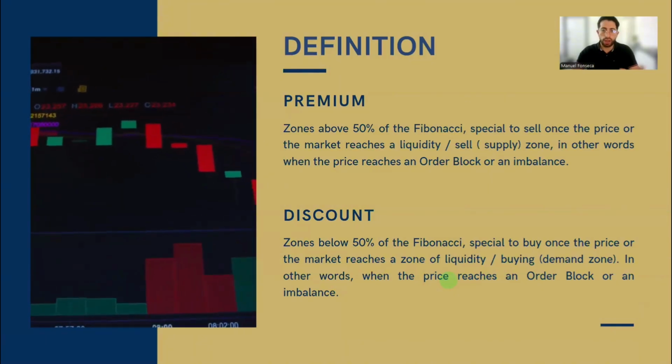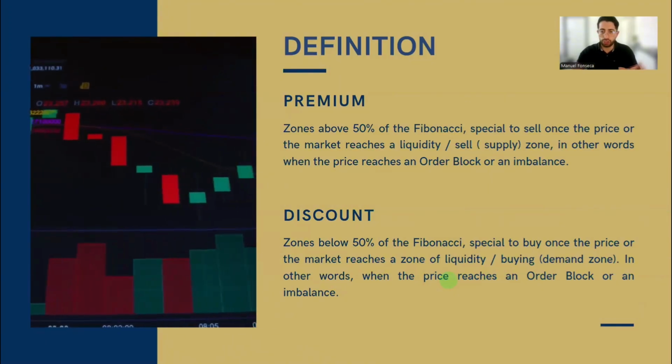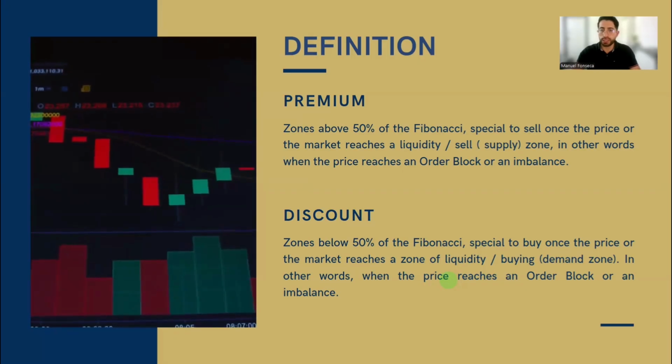Premium zones are zones above the 50% of the Fibonacci tool, special to sell once the price or the market reaches a liquidity sell supply zone. In other words, when the price reaches an order block or an imbalance. Then we have the discount zones. The discount zones are zones below the 50% of the Fibonacci tool, special to buy once the price or the market reaches a zone of liquidity buying or a demand zone. In other words, when the price reaches an order block or an imbalance.